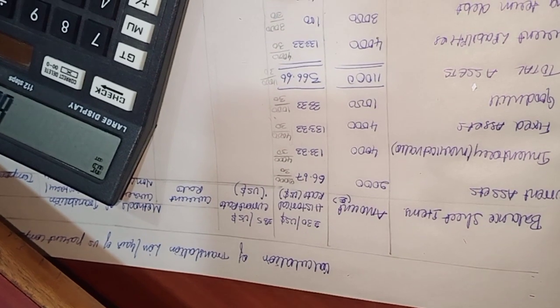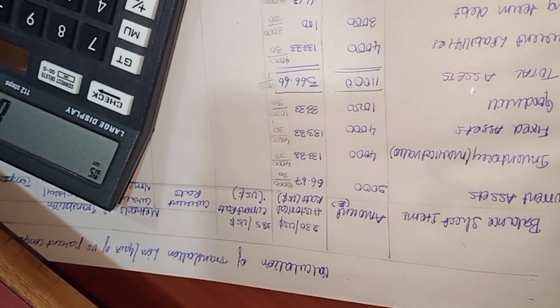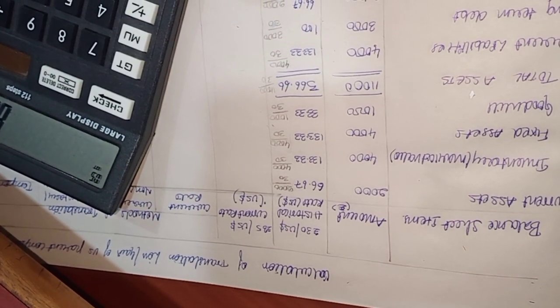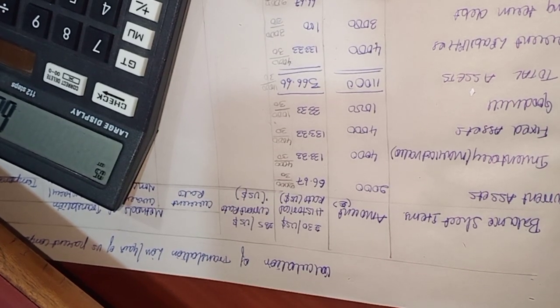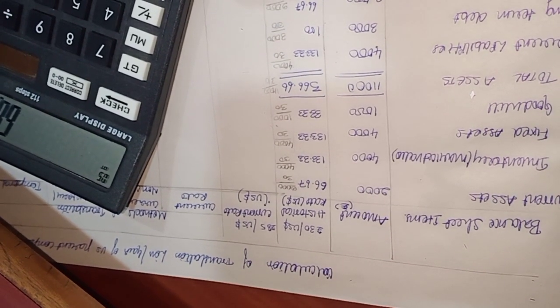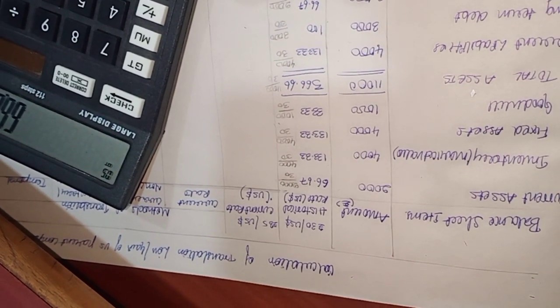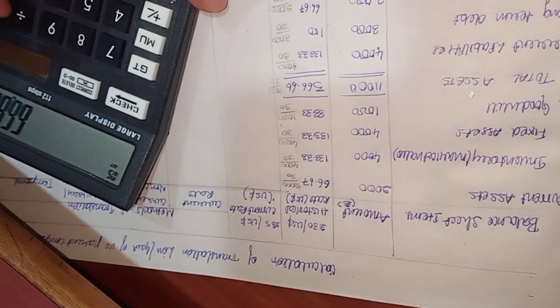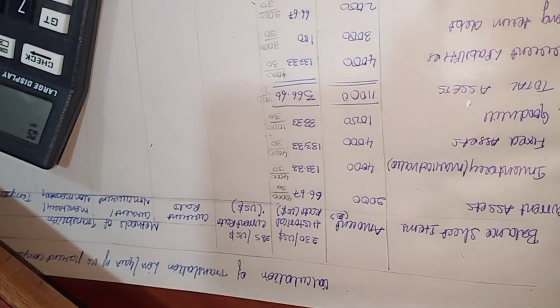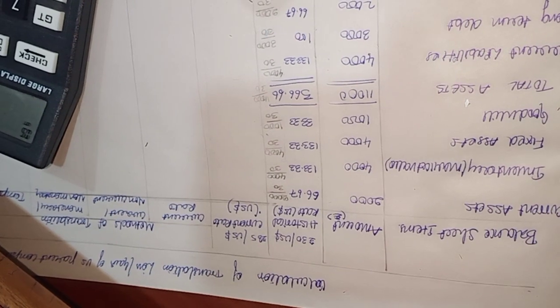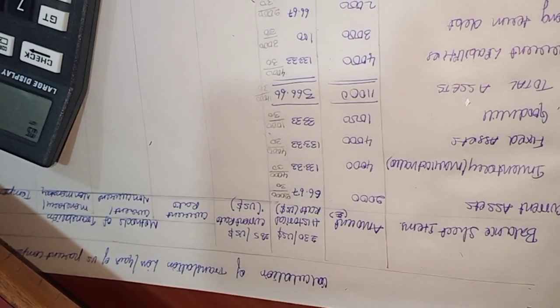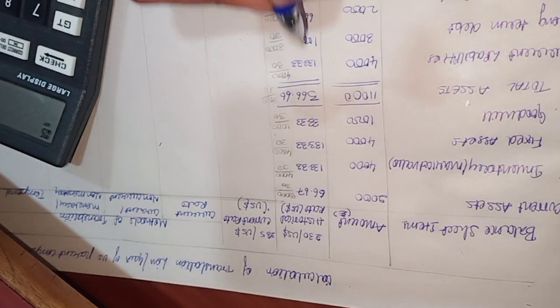I'm getting 366.66 minus, I don't know the total, okay, liabilities. Okay, I'm getting 66.66. Total will be same.